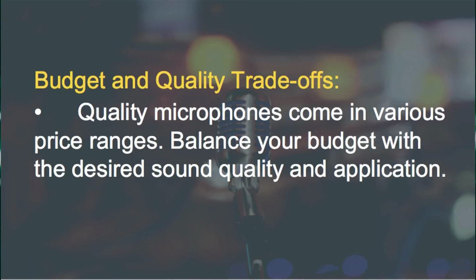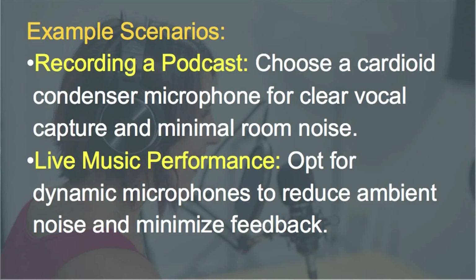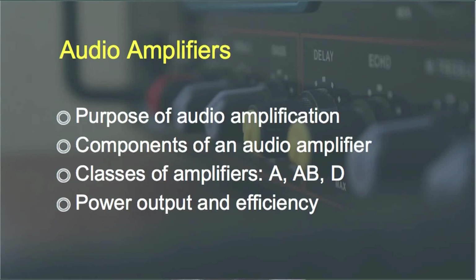Quality microphones come in various price ranges. Balance your budget with the desired sound quality and application. Now let us discuss some example scenarios. Recording a podcast: choose a cardioid condenser microphone for a clear vocal capture and minimal room noise. For a live music performance, opt for a dynamic microphone to reduce ambient noise and minimize feedback. Selecting the right microphone enhances your recordings and ensures that the final audio output matches your creative vision.